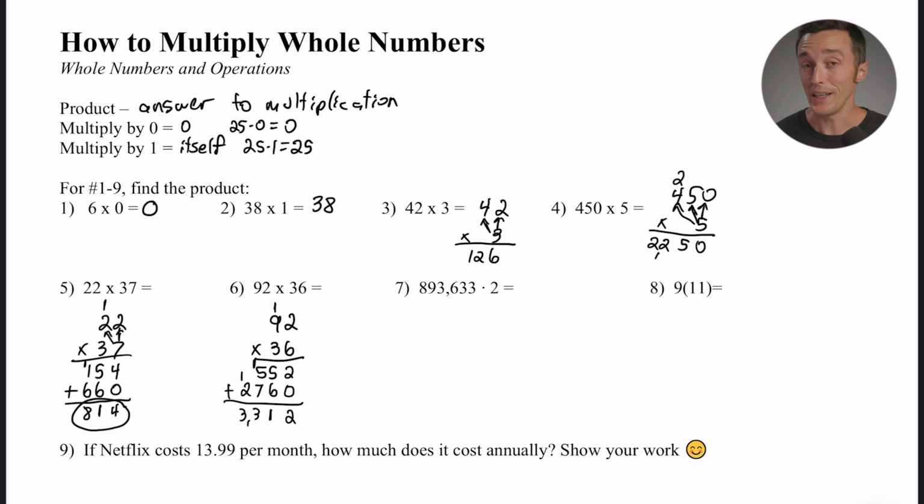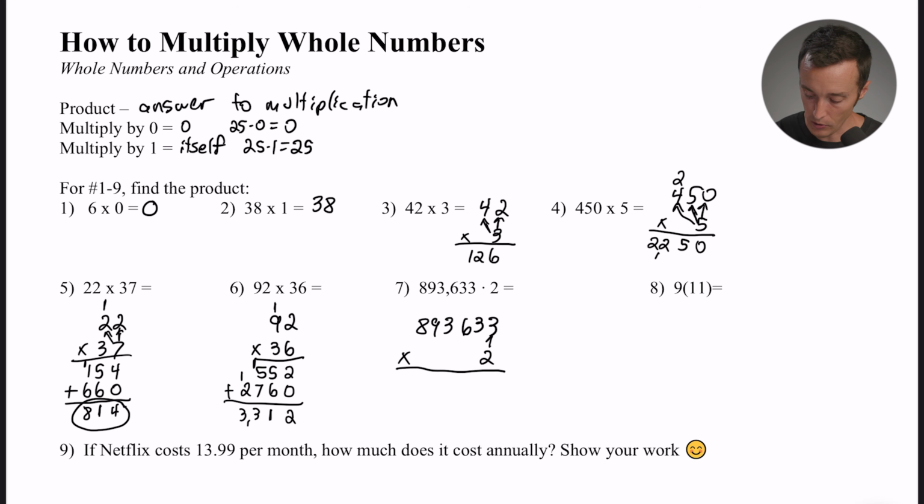Sometimes you'll see them written differently. We've been using that X symbol to denote multiplication, but you can also use a dot, like in number 7, or parentheses, like in number 8. So you would do it the exact same way. It's just trying to say that big number times 2. So I would write that out like 893,633 times 2.